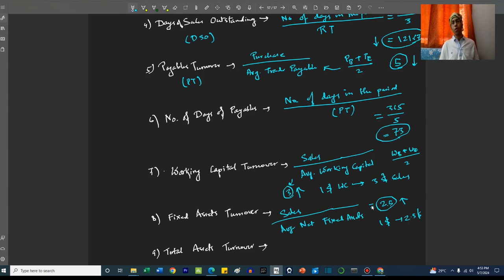Same goes for total assets turnover. This is sales or revenue divided by average total assets. Average total assets is basically total assets at the beginning of the period plus total assets at the end of the period divided by 2. Here, let's say the number is 1.5. This means that $1 of assets is producing $1.5 of revenue. Generally, in this simple manner, we can understand that the higher this number is, the better it is.